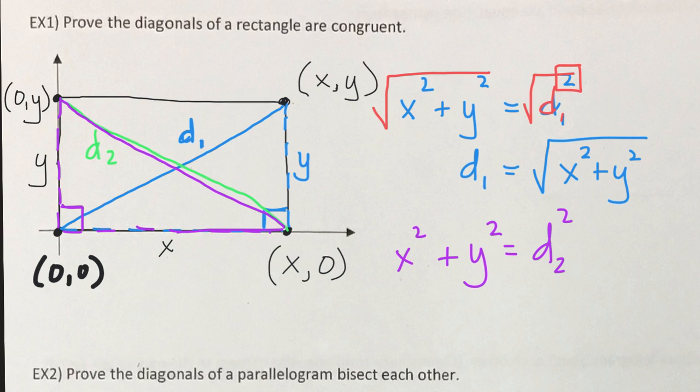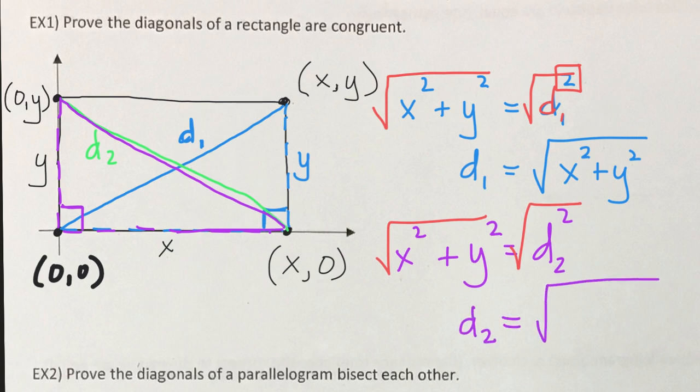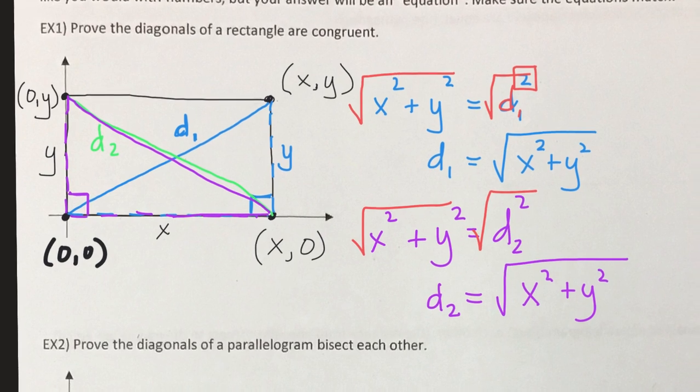And once again, how do we solve a square? We square root it. Okay? So that means that d sub 2, the second diagonal, is found by taking the square root of whatever your x value is squared plus whatever your y value is squared.